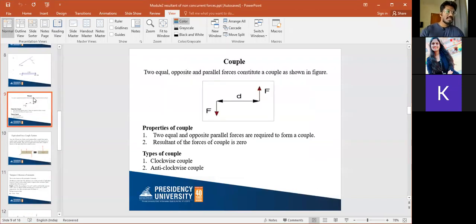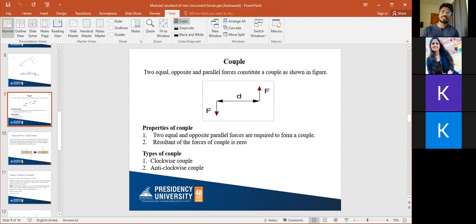So there's another concept that we will have to understand, which is called a couple. It's kind of similar to moment, but not exactly moment, because it has two forces acting in opposite directions, in opposite and equal fashion. When two forces act opposite to each other in an equal fashion, there will be a turning force generated. Now that is a couple. The resultant force of the couple is always zero, because these two are equal forces going opposite in direction. When they go opposite in direction with equal magnitude, they tend to cancel themselves, and that's the reason why the resultant of that particular force is always zero.